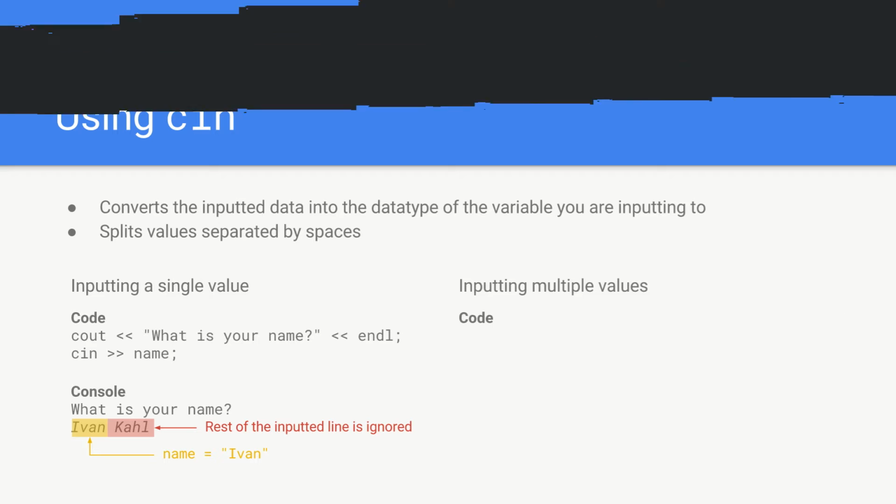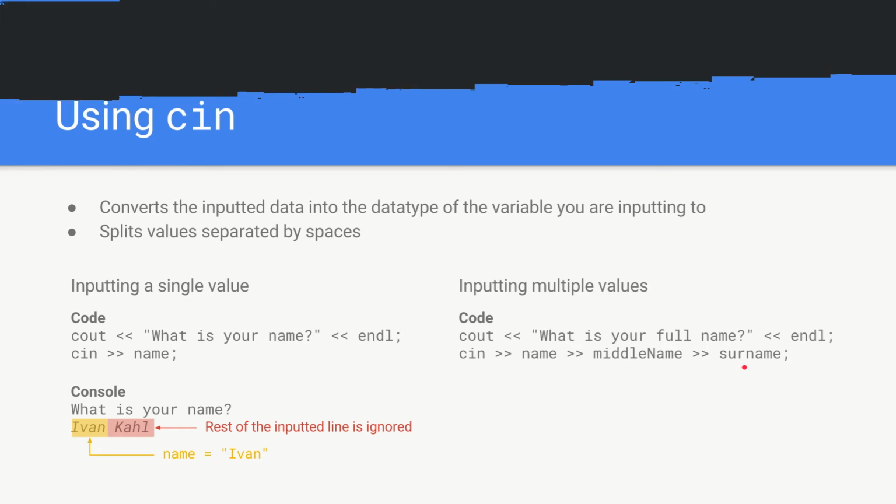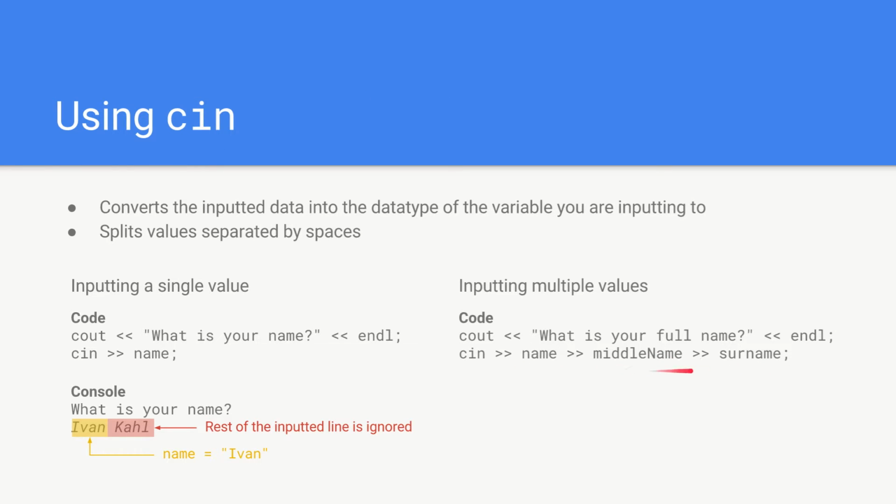Say we wanted someone's full name. We'd create variables for their first, middle, and last name. Our code would look as follows. We'd basically prompt the user, and then we'd have a cin, where you see we have the name, and the middle name, and the surname. So we have three variables here that we're going to be getting data for.